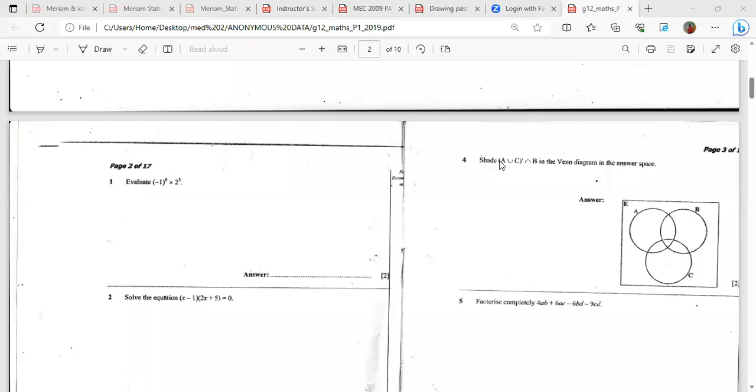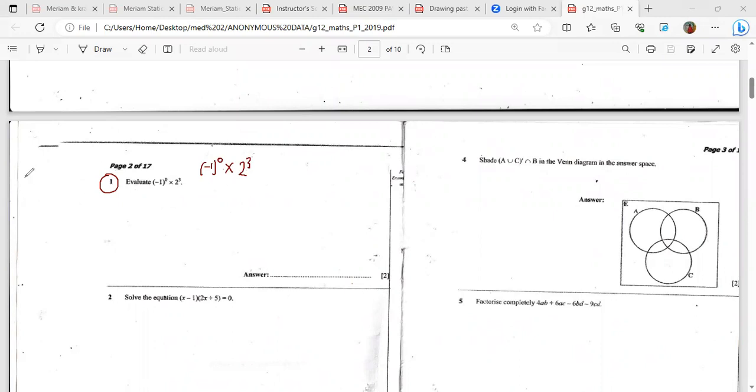All right, so we shall revise paper one. In this paper one, the first question we're going to do is telling us to evaluate. So now we are told: (-1) in brackets to the power 0, times 2 to the power 3. So what does this mean?